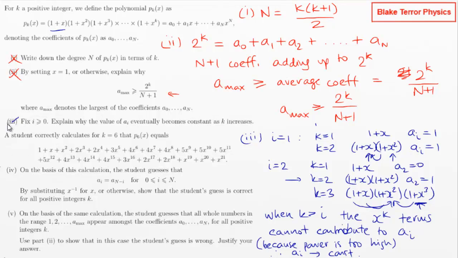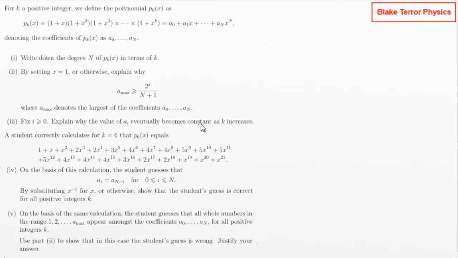So that is that one, right? That was quite sneaky. Let's get a fresh sheet up then. The student correctly calculates for k equals 6 that is P6. Well, okay, that couldn't have been much fun going through that. On the basis of this calculation, the student guesses that a_i equals a_(n minus i), for i between 0 and n inclusive.